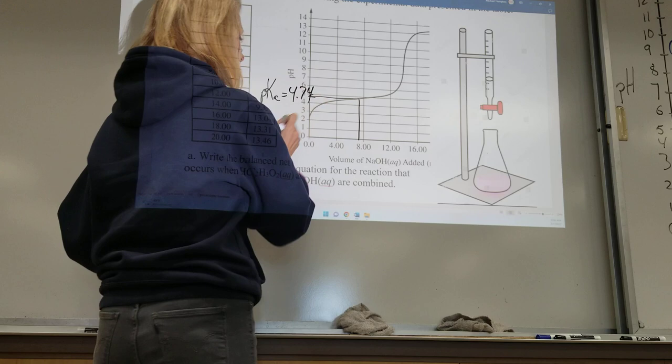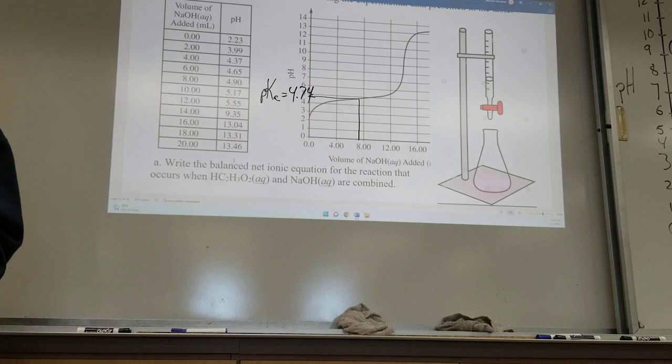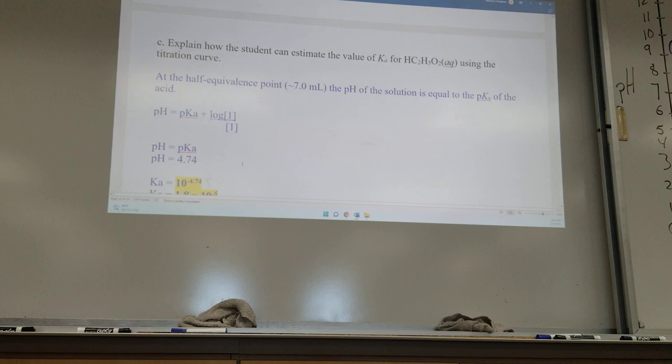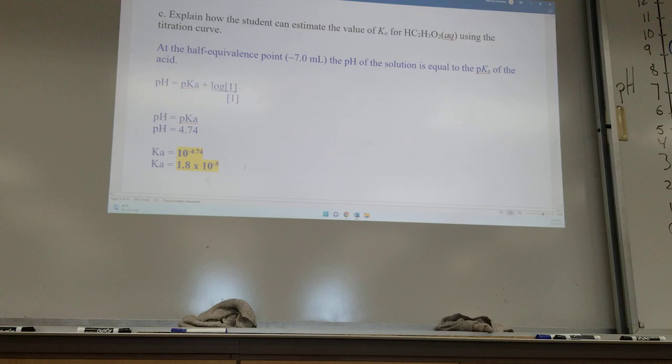Now, I also know that you know the Ka of acetic acid. If I anti-log 4.74, what is the Ka? 1.8 times 10 to the negative 5. Lovely. Beautiful. Right off the graph, the pH equals the pKa, 4.74. If you anti-log negative 4.74, you get the Ka of acetic acid.